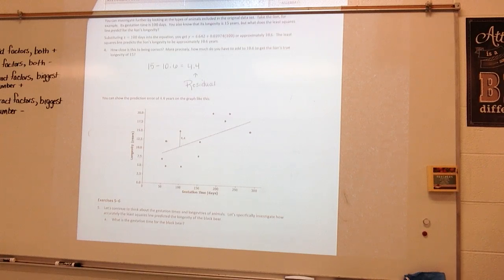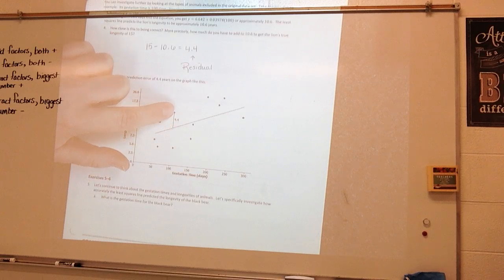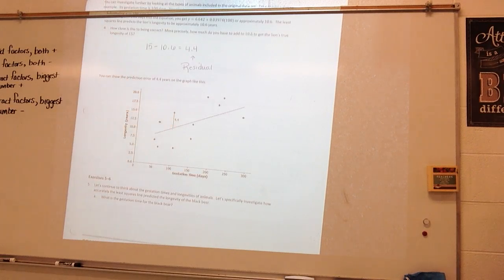You can show the prediction error as 4 4/10 years on the graph like this. So they drew from the line to the dot and wrote the prediction error or the residual.